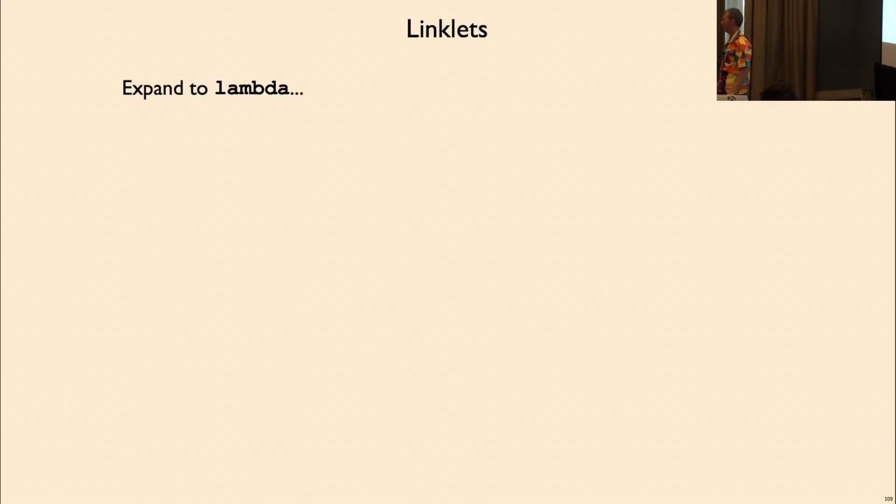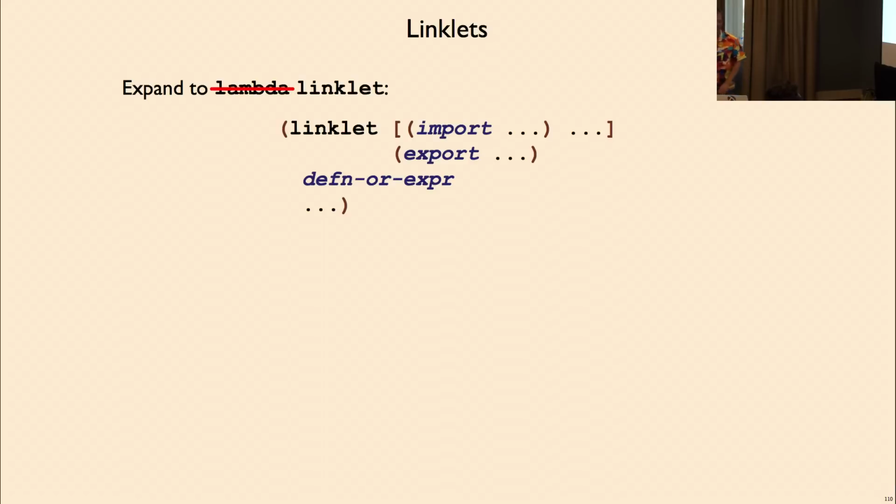Oh, no, it's Lambda. Okay, it's not actually Lambda. You would think it would be Lambda, and it's almost Lambda. It's this new construct we introduced called Linklit, which is a slight variation of Lambda. Unlike a Lambda, Linklit has imports and exports, and these are variables, potentially mutable variables that come in and go out. And that's because in Racket, you can mutate a variable in one module, and the mutation is visible in the other module.